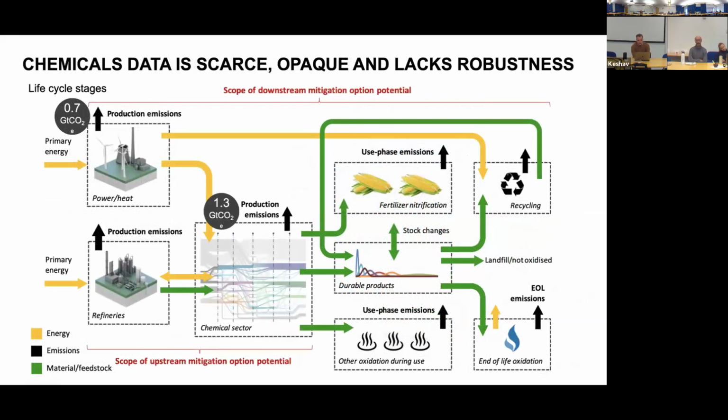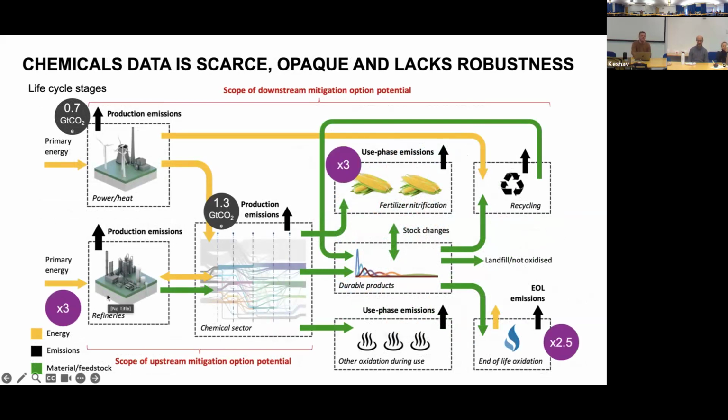This is our emissions account. We've just published, well, the Nature paper that got rejected is getting better accounts of this chemical sector: 1.3 gigatons of carbon, and the 0.7, which is the upstream primary, and really trying to drill into that more.